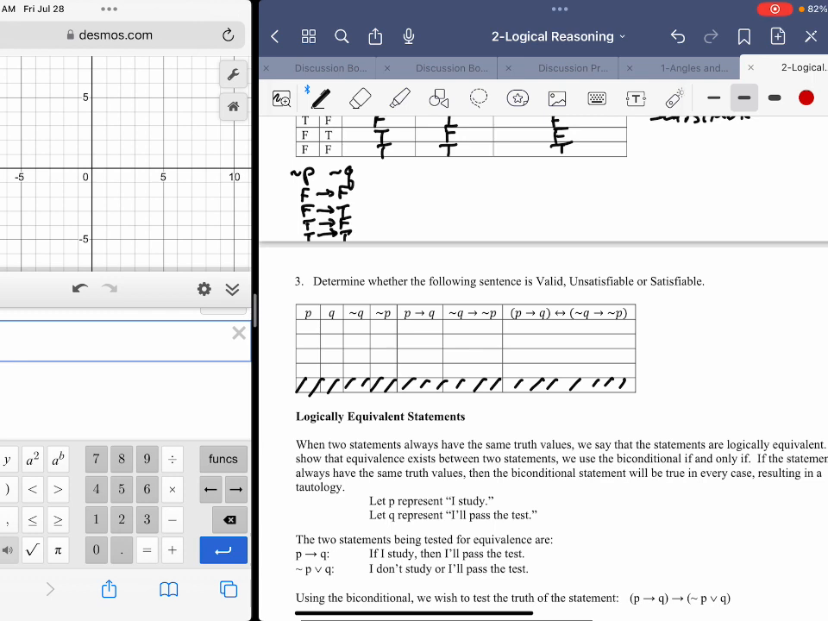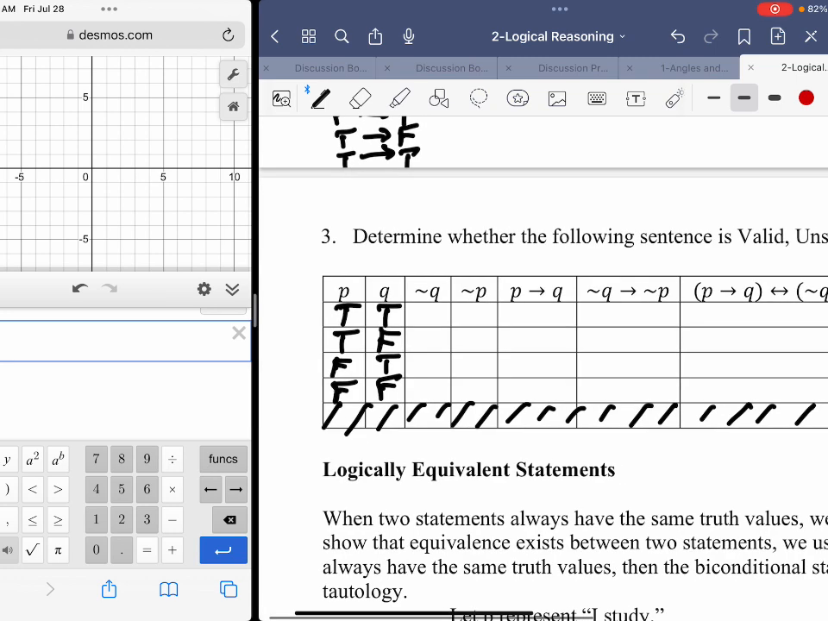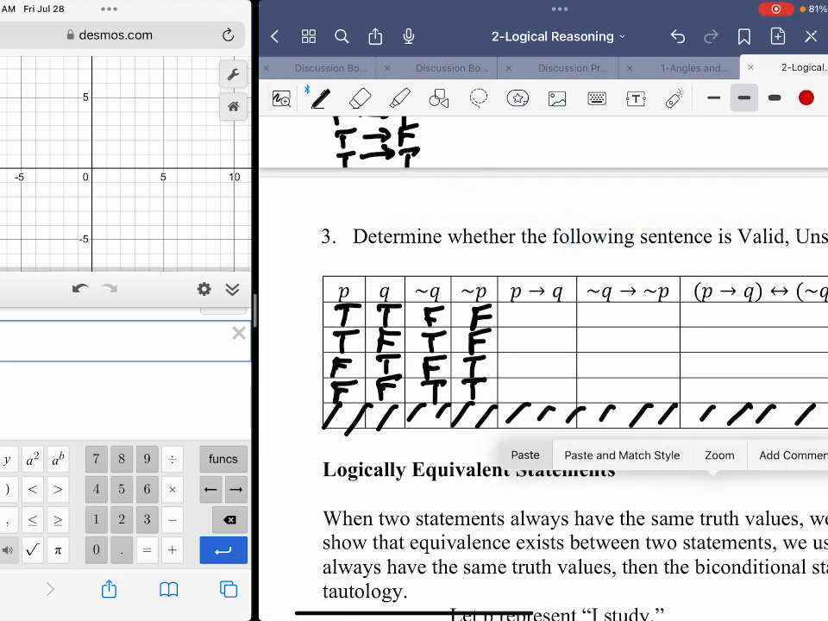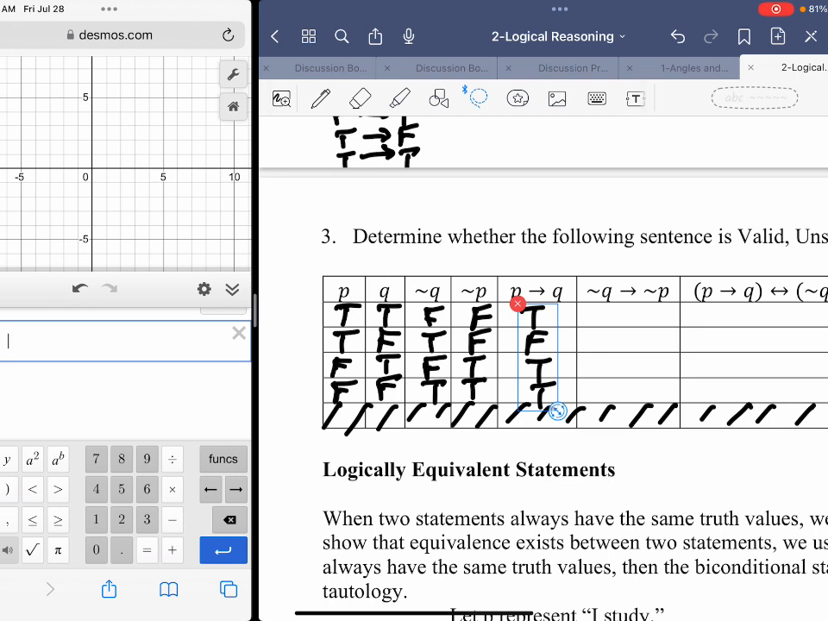All right, so true, true, false, false, true, false, true, false. All right, not Q. I included the columns here, so that should be a little helpful. So not Q is false, true, false, true. Not P should be false, false, true, true. All right, so P implies Q. We've done that a few times now. True, false, true, true.